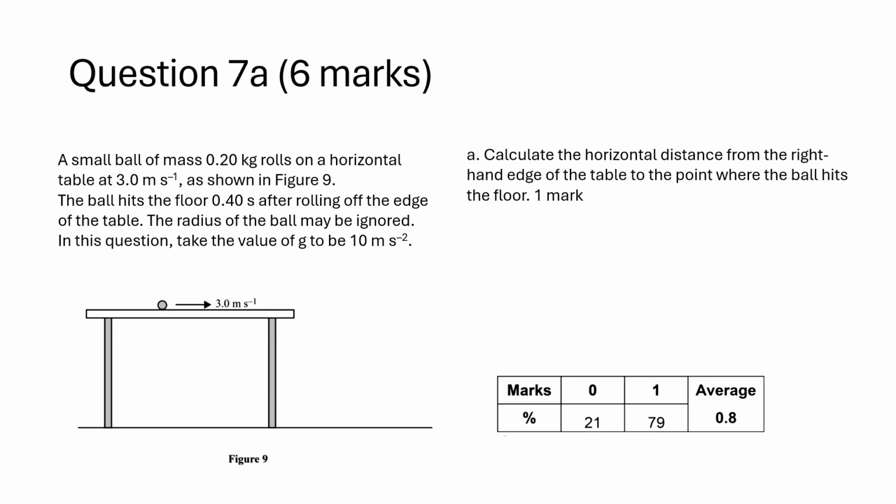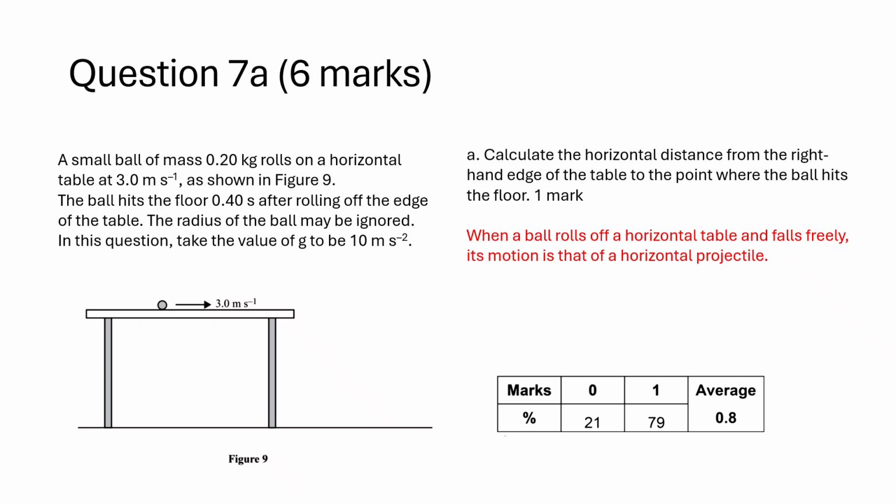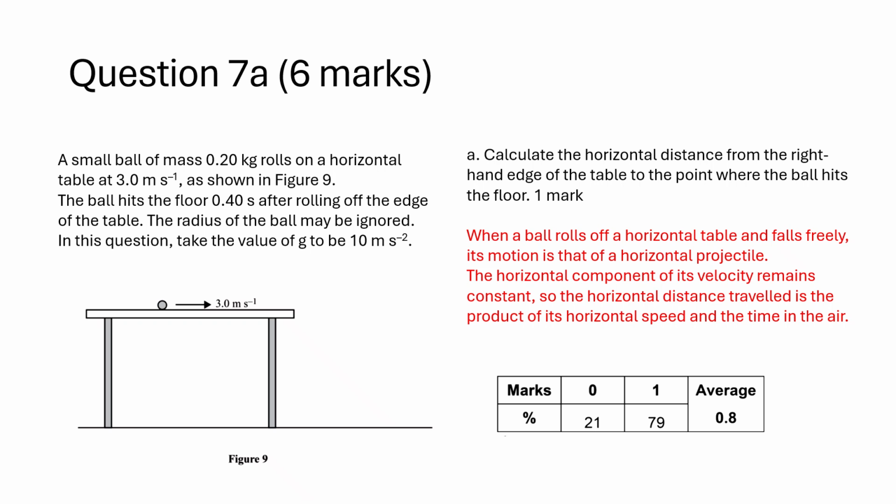When a ball rolls off a horizontal table and falls freely, its motion is that of a horizontal projectile. The horizontal component of its velocity remains constant, so the horizontal distance traveled is the product of its horizontal speed and the time in the air.